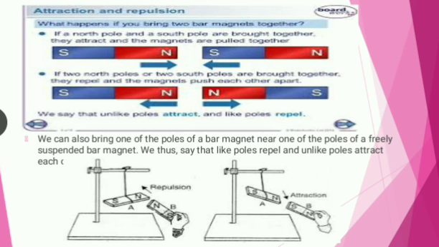What happens if we bring two bar magnets together? If a north pole and a south pole are brought together, they will attract and the magnets are pulled together. If two north poles or two south poles, that is like poles, are brought together, they repel and the magnets push each other apart. Thus we can say that unlike poles attract, and like poles repel.